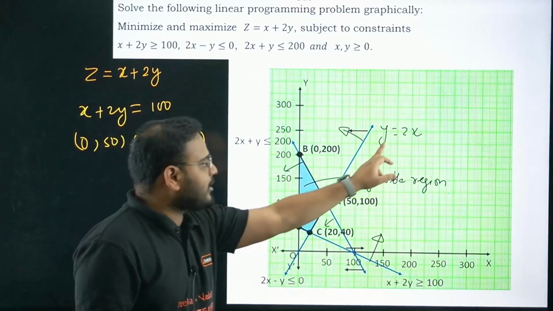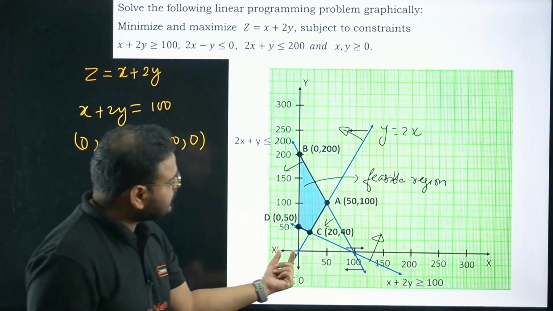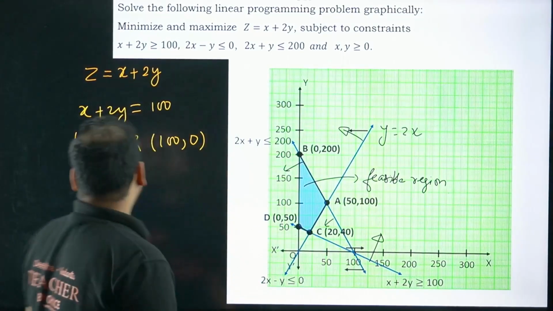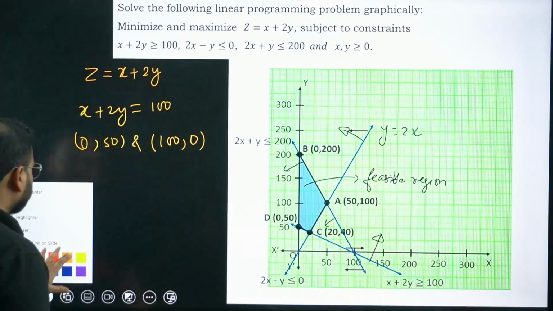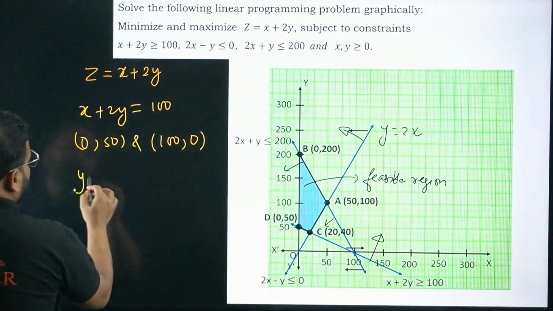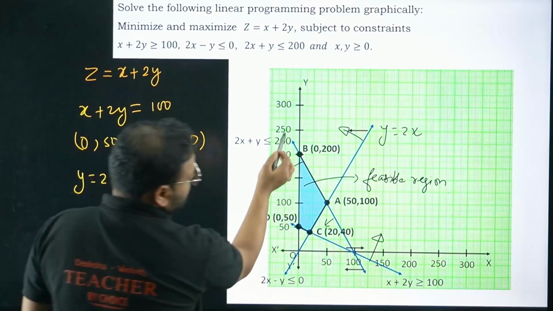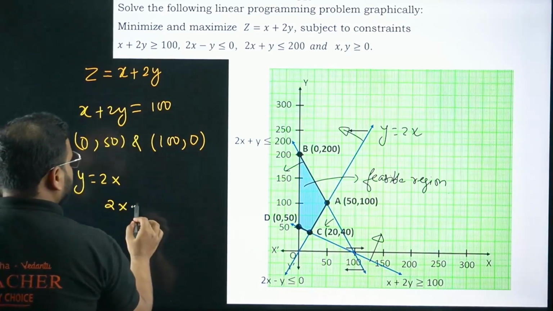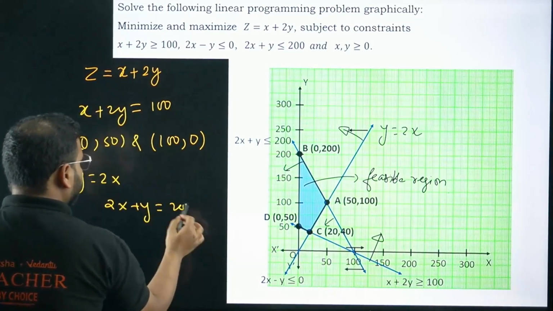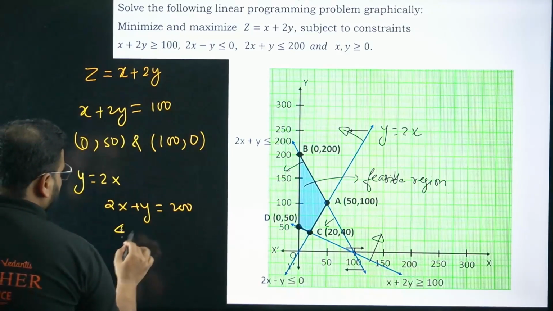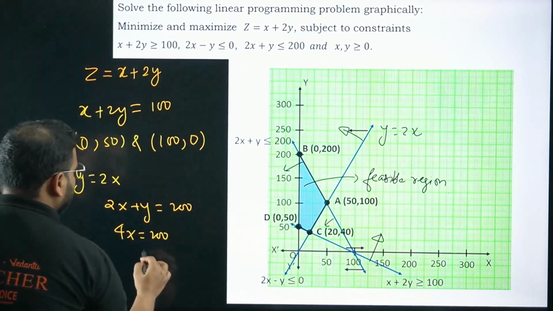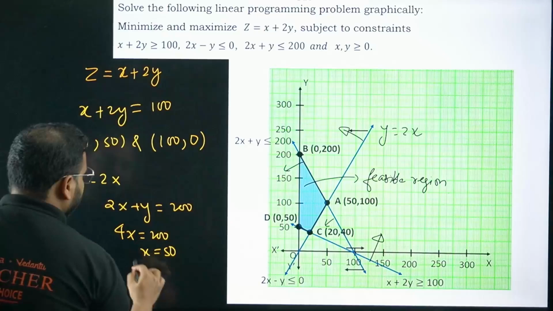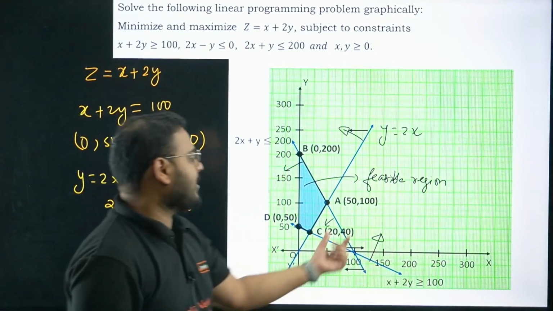Okay, once we have that, we get the corner points, this and this is known. We can find this by putting y equal to 2x in this equation. What is the equation? Please check. I'll show you. We put here y equal to 2x in this one, which is nothing but your 2x plus y equal to 200. Put it here, we get 4x equals 200, giving me x as 50 and y as 100. So 50, 100.